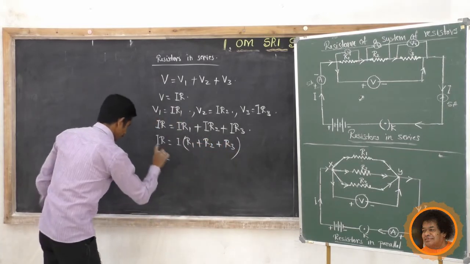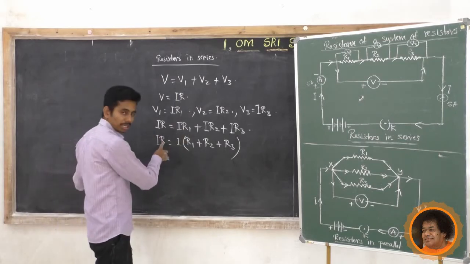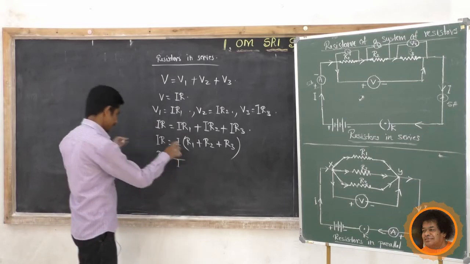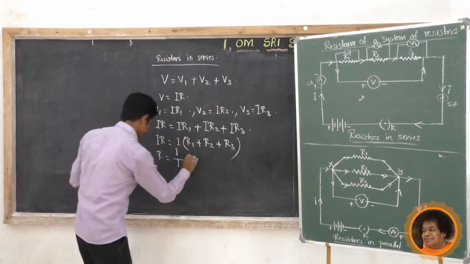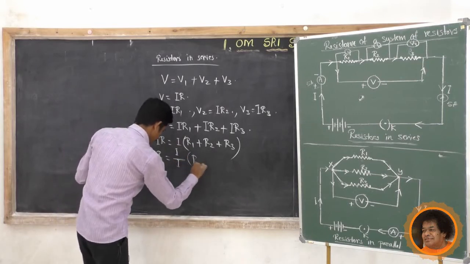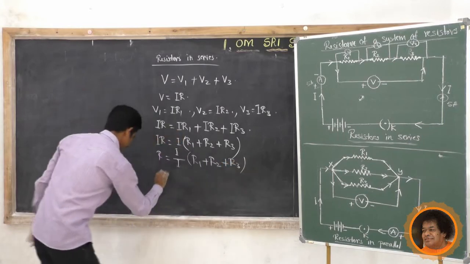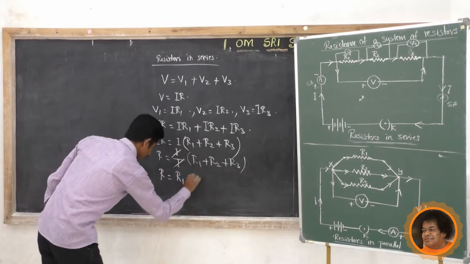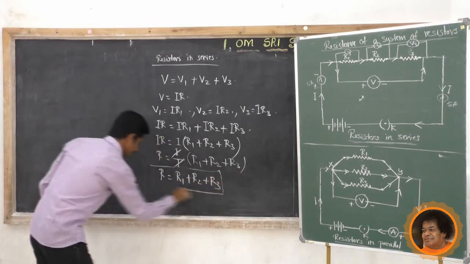The I goes to the right-hand side. Multiplication becomes division. So R equals I divided by I, times R1 plus R2 plus R3. I cancels. So we get R equals R1 plus R2 plus R3. This is a very important formula.